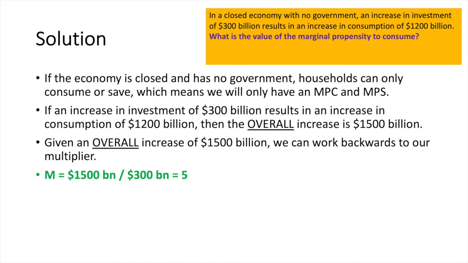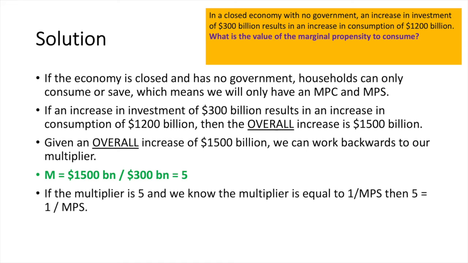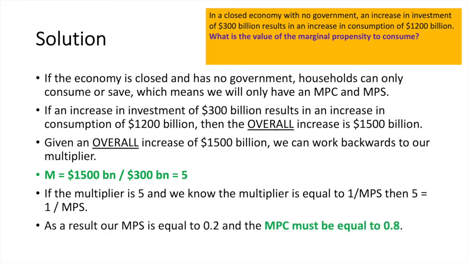If the multiplier is 5, and we know the multiplier is equal to 1 divided by MPS, then 5 equals 1 divided by MPS. So it should follow that our MPS is equal to 0.2, and then the MPC must be equal to 0.8.